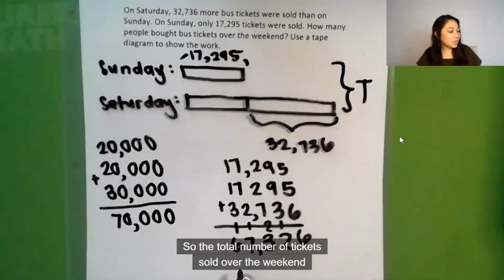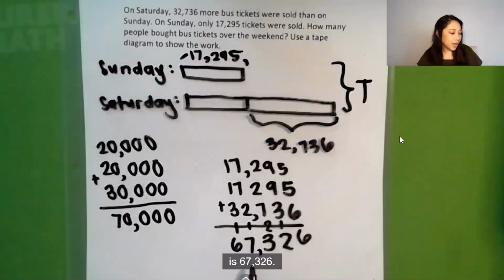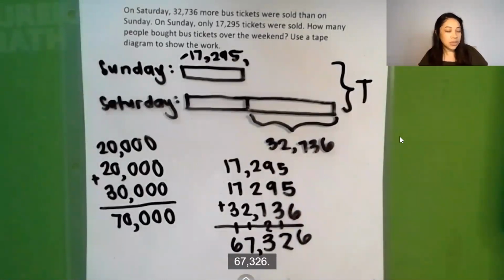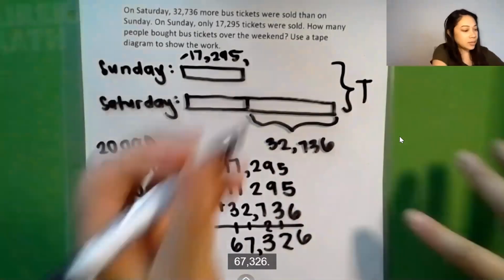Okay, so the total number of tickets sold over the weekend is 67,326. Therefore, T equals 67,326.